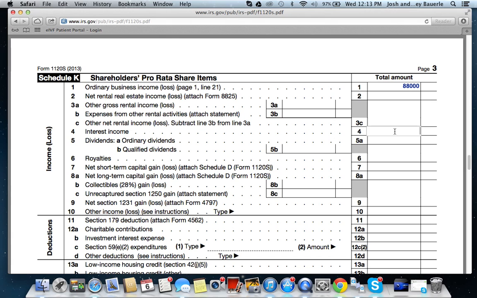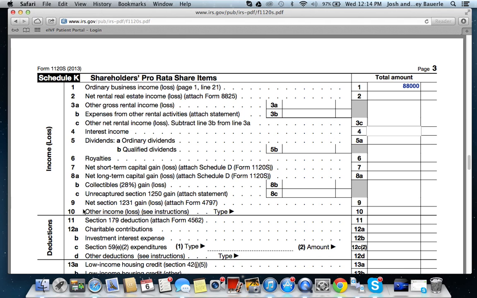Interest income, we said 0 if you had a bank account. Dividends, if you have any investments with your company bank account that you receive dividends on, you report them on 5A and B, ordinary and qualified dividends. Royalties, if you have any oil or gas wells that you receive royalties on, or if you sell books that you receive royalties on, any royalties you receive is going to go on line 6. Short-term capital gain. So again, this is if you sell assets, and you shouldn't be doing this yourself if you sold assets. So we're going to ignore 7 and 8.